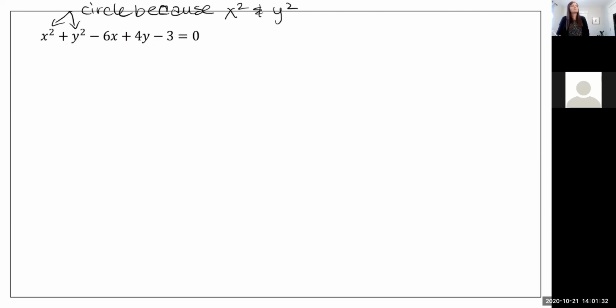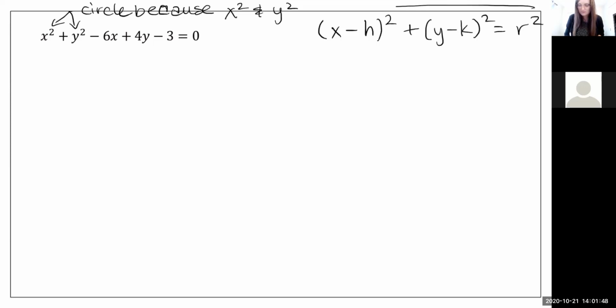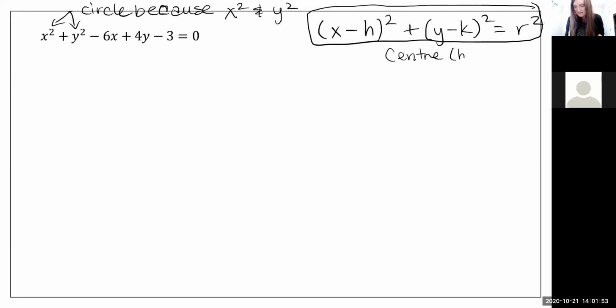And so this is not in a very nice format. Our general format was x minus h, they usually use, plus h as a general, and y minus k, squared, equals r squared. That's the general format of a circle with center h, k. I don't know why they use those letters, and radius r. So we need to get it into that. So the trick here is to put it into that format.